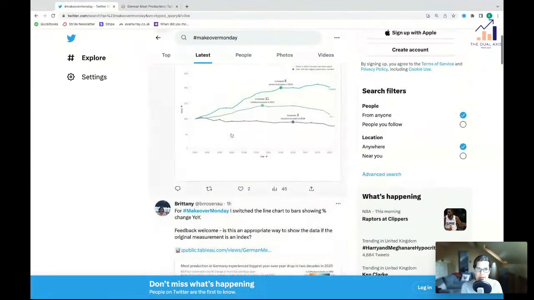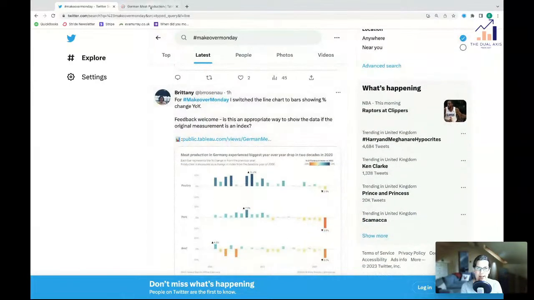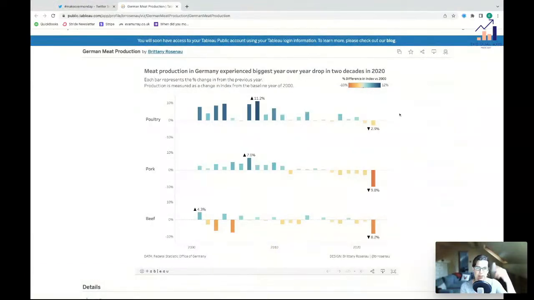Let me quickly look at the numbers from the previous viz. So yeah, I don't know if that's correct in terms of the calcs, but I'm trying to just make sense of the wording. So each bar represents the percentage change from the previous year. Production is measured as a change in index from the baseline of year 2000. So yeah, I hope you know what I'm trying to say. I think the title at first glance is like, oh yeah. But when I really try to understand it, I'm not sure I understand it. That's what I'm trying to get at here. And I think it can be reworded to be a bit simpler to understand.